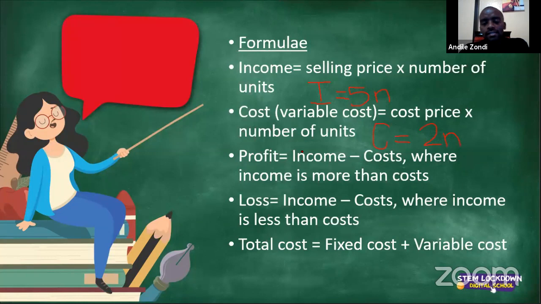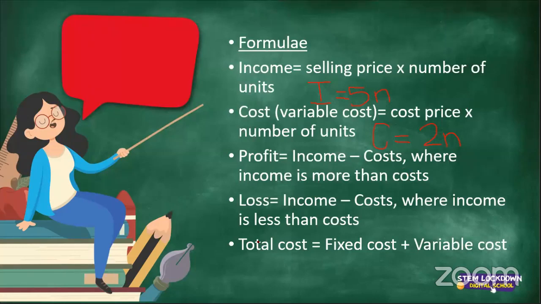Now, profit. Profit is income minus cost. In this case, your income is more than your cost. That's how you make profit. The money that you receive must be more than the money that you spend. If the amount of money that you spend is more than the amount of money that you received, then it means you've made a loss. So for loss, it is cost minus income. In this case, income is less than the cost. But when you make profit, your income will be more than your cost.